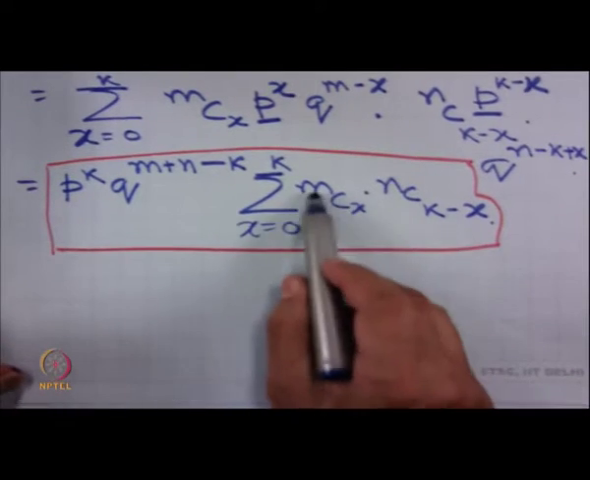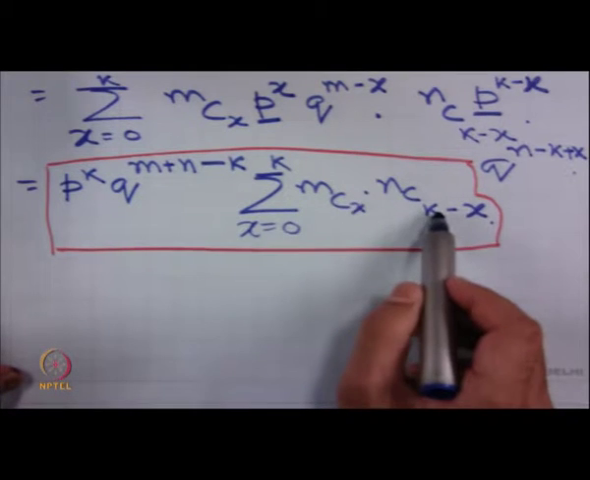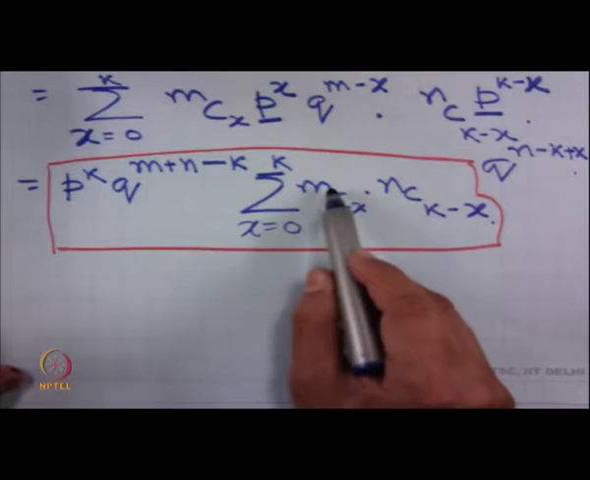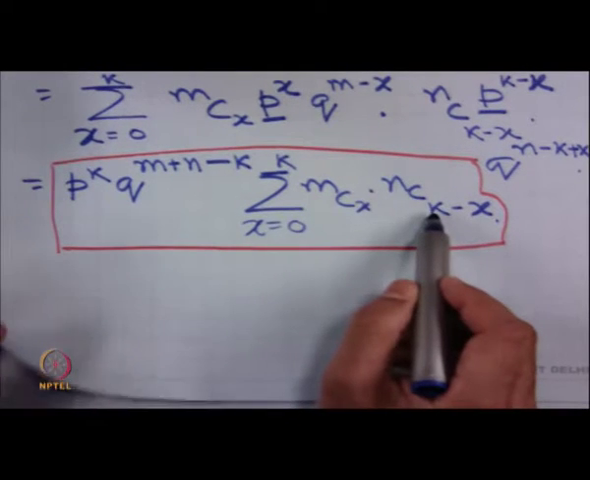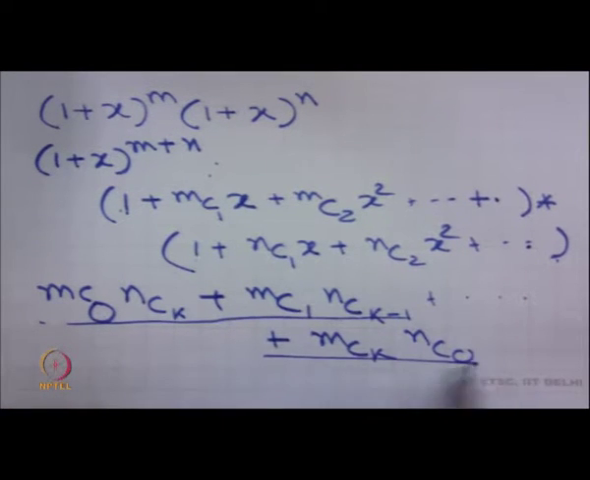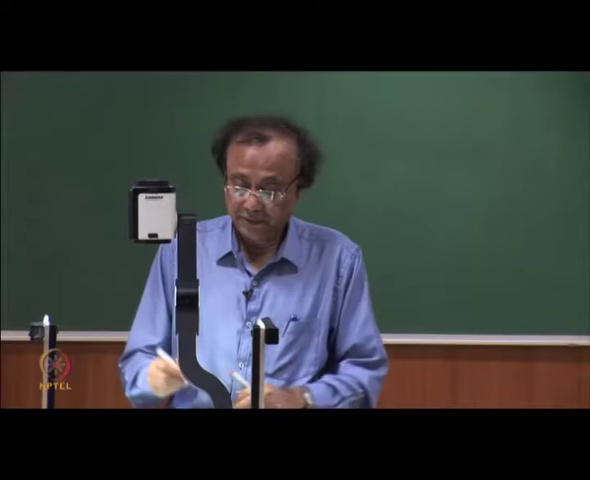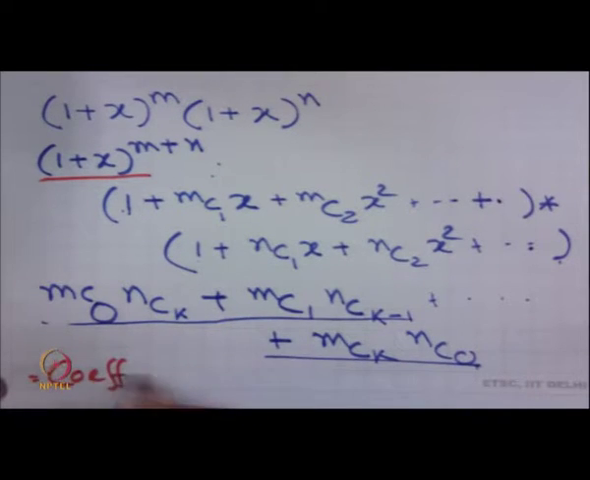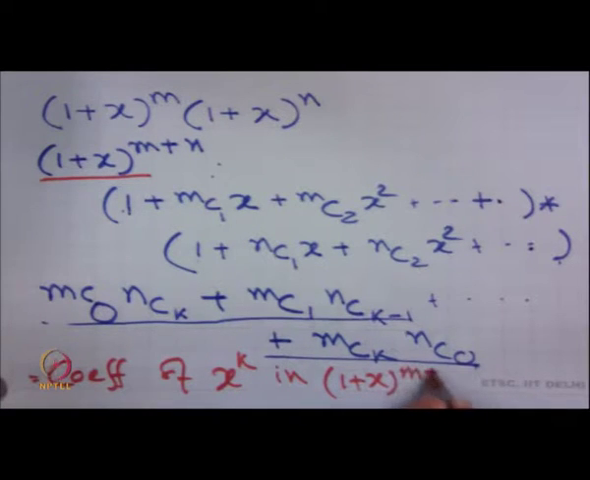If you look at it, it is mC0 into nCk plus mC1 into nC(k-1) up to mCk into nC0. So, this is the summation that we get, and what it is. This is the coefficient of x to the power k in (1 plus x) whole to the power m plus n.